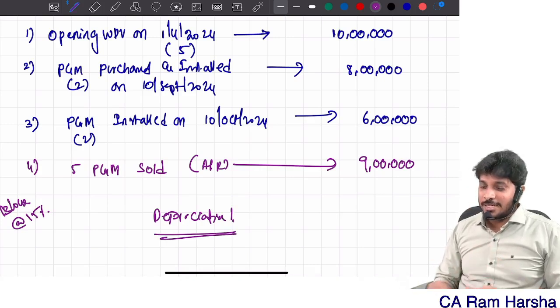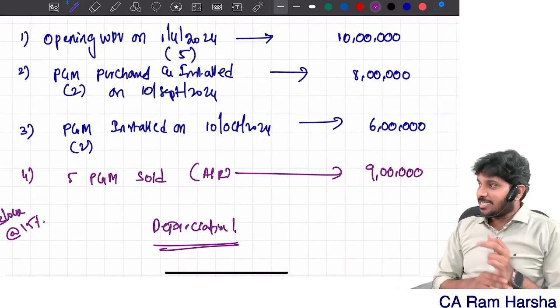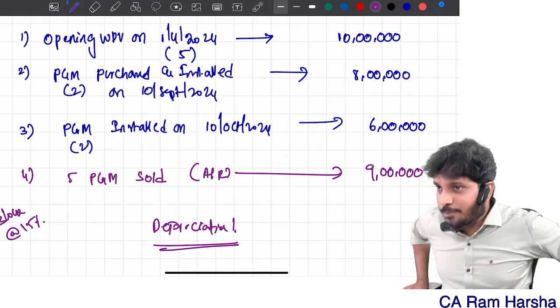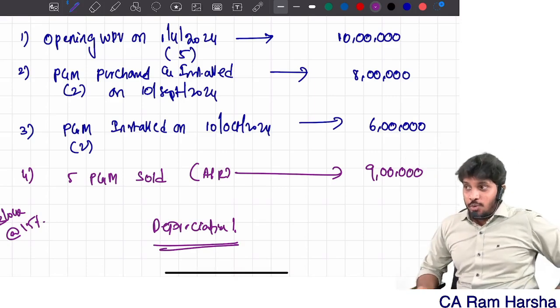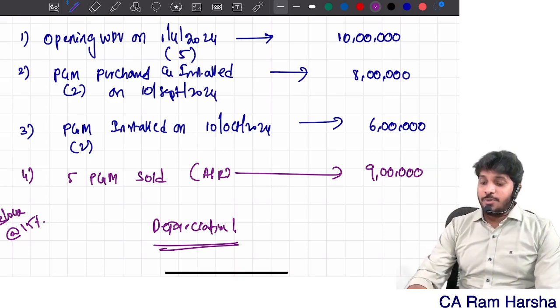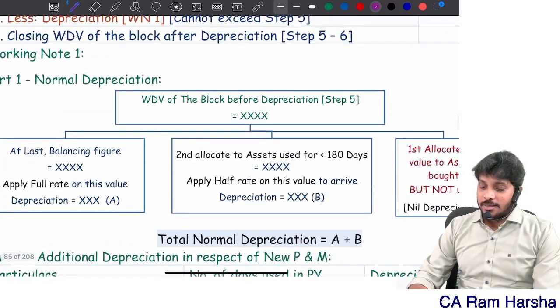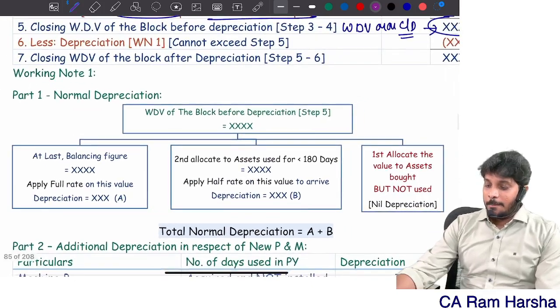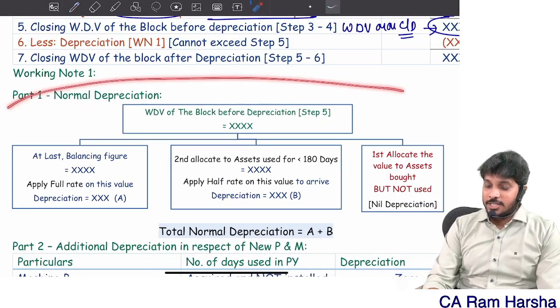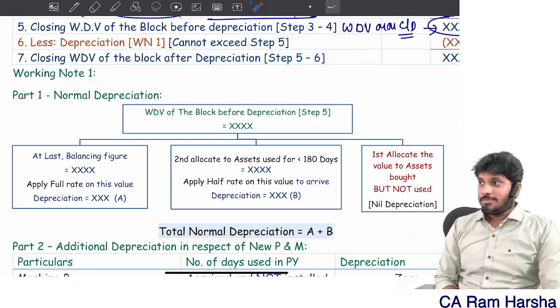Compute depreciation. I will do one thing. You have this book, right? You can use this particular table. Part 1 is there, right? This logic you can use.